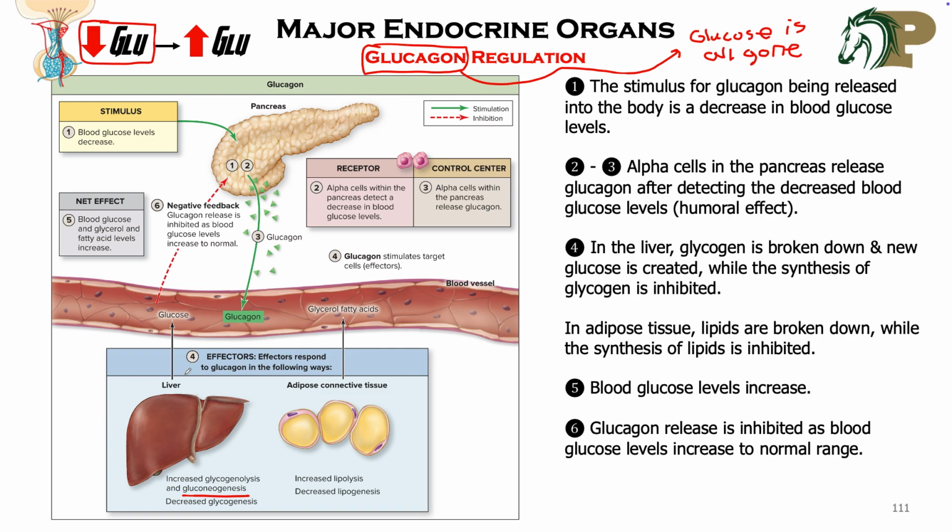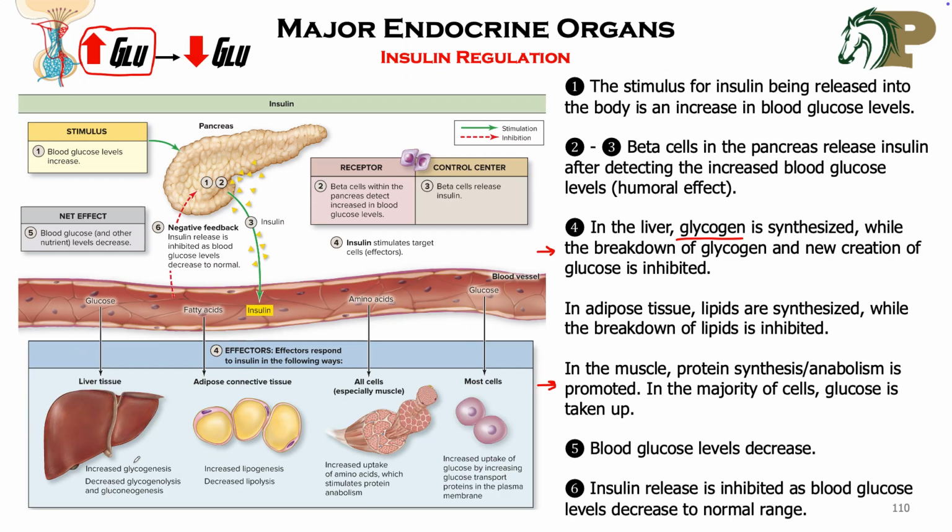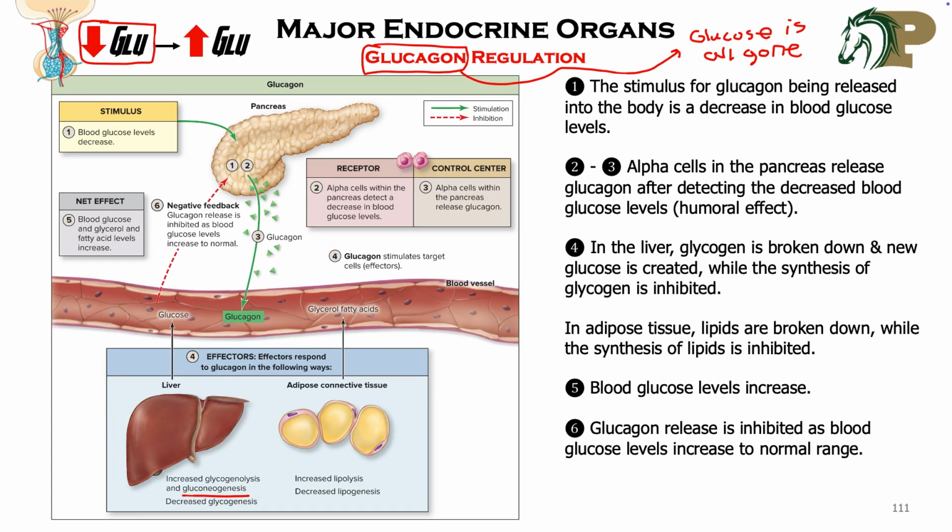Please notice here that the effectors for glucagon are just the liver and adipose tissue, whereas back here, the effectors for insulin were the liver, adipose tissue, muscles, and pretty much every cell in the body. So much like PTH and calcitonin, glucagon and insulin will act in opposition to one another and also function to maintain blood glucose homeostasis.